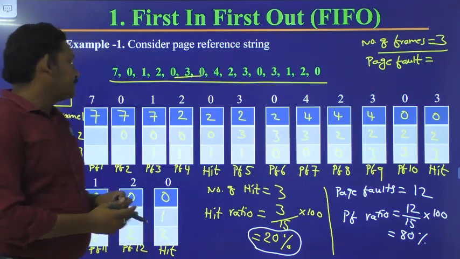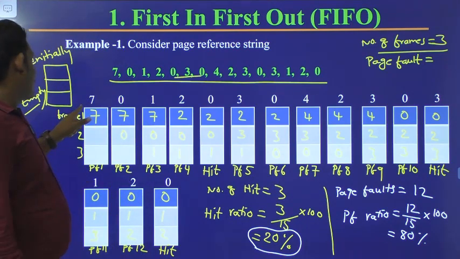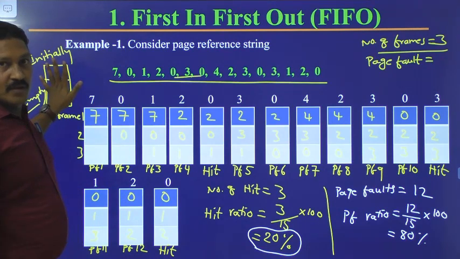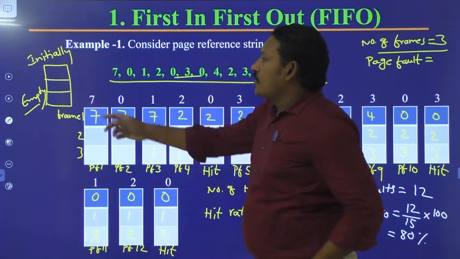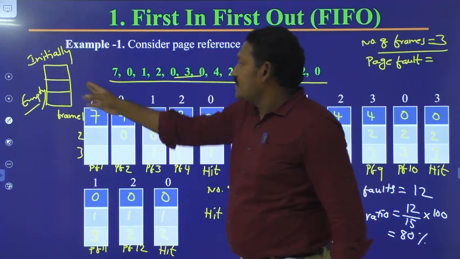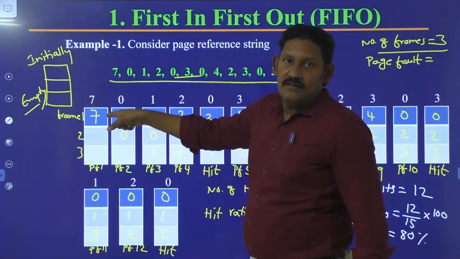So see here what we have done. Initially the main memory is empty. First it is searching for 7. 7 is not available, so we simply insert 7.